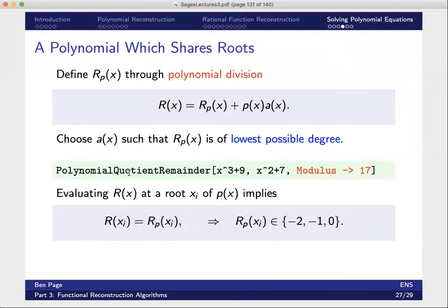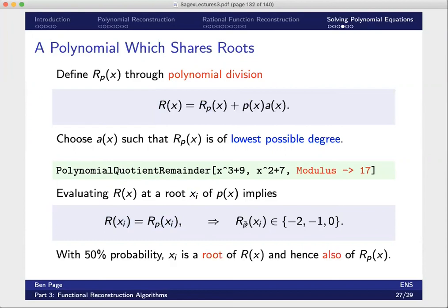But we now hit the key point, which is that if I take this equation and I evaluate it at a root xi of p of x, then this term just drops. So we end up with the statement that r of xi is equal to r_p of xi. But we know that r of xi with 50% probability is zero, because of the way that we constructed this through Euler's criterion. And so with 50% probability, the polynomial that we just computed, r_p of xi, actually has xi as a root. So xi was a root of p, and it's also probabilistically a root of r_p.